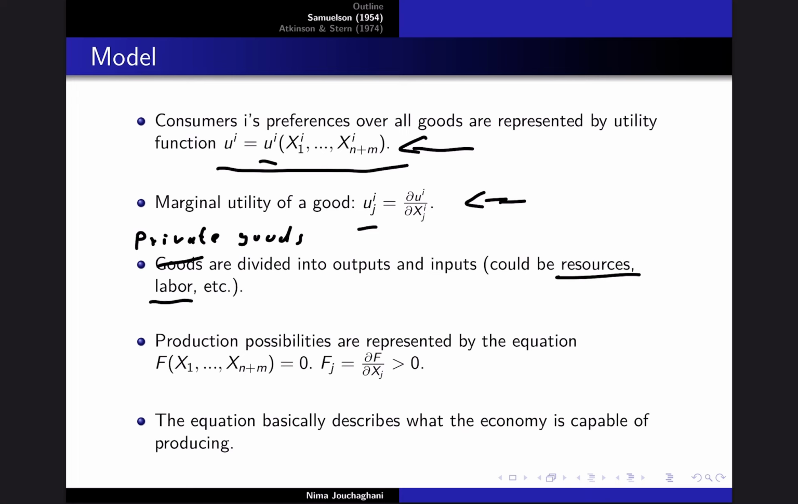And production in this economy is represented by the following equation. So capital F is a function which maps all the goods in the economy into a production possibility frontier, and it's described by this equation here. Setting this equal to 0, we are modeling a production possibility frontier, which is telling us how much we can maximally produce given the inputs in the economy. So this is a way to model it.